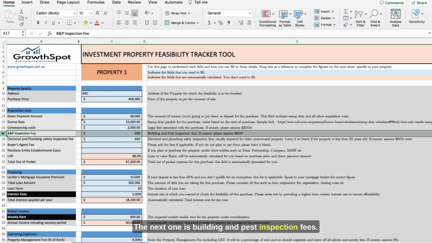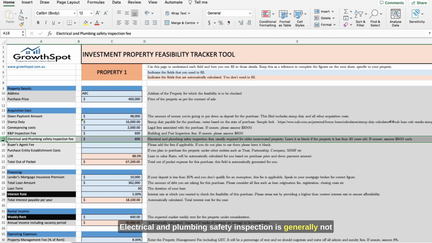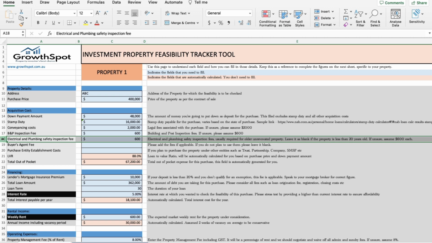The next one is building and pest inspection fees. I do not recommend buying a property without a proper building and pest inspection, regardless of the property's age. I've accounted for $600 here. Electrical and plumbing safety inspection is generally not taken for properties under 20 years old. Still, if you're worried about it, you can enter an approximate figure for the electrician and plumber combined. A rough estimate would be to consider $600 each.